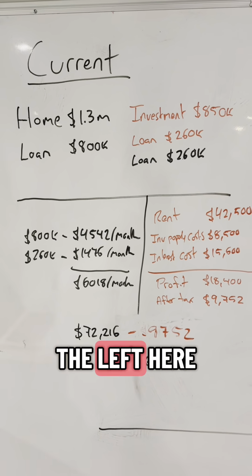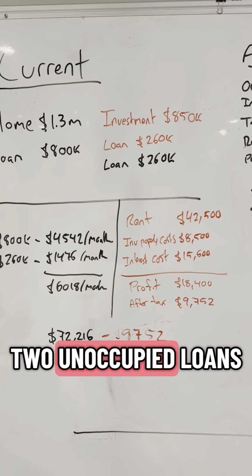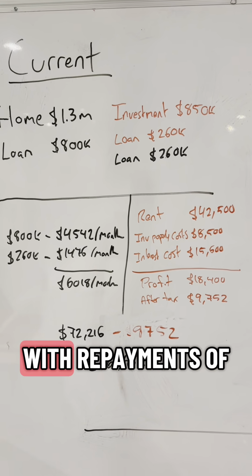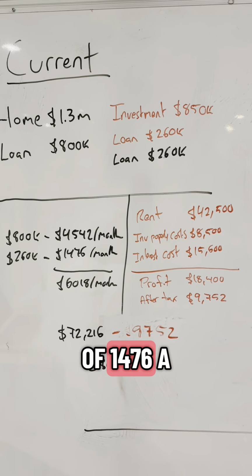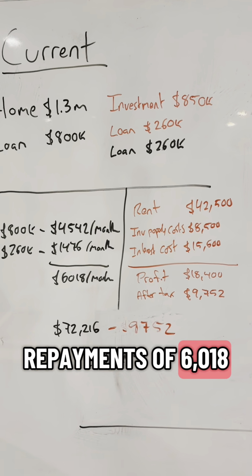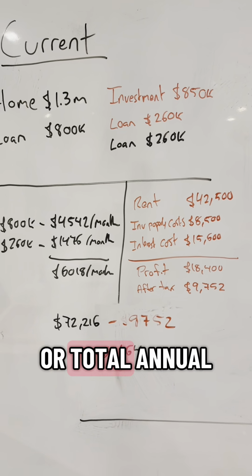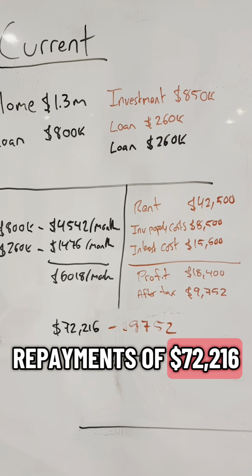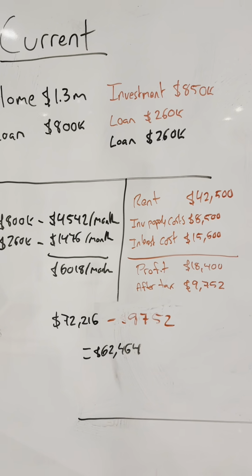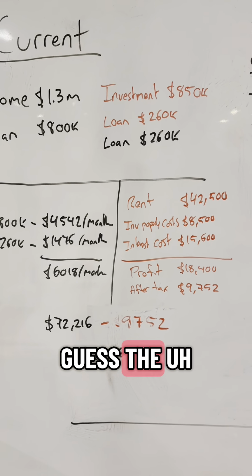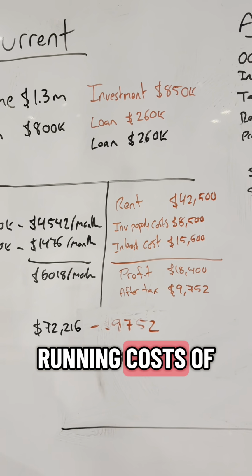So you can see here on the left, he's really got two owner-occupied loans. He's got an $800K loan with repayments of $4,542 a month, and a $260K loan with repayments of $1,476 a month, for total repayments of $6,018 per month, or total annual repayments of $72,216 of non-deductible debt. On the right-hand side, we've got, I guess, the running costs of the investment property.